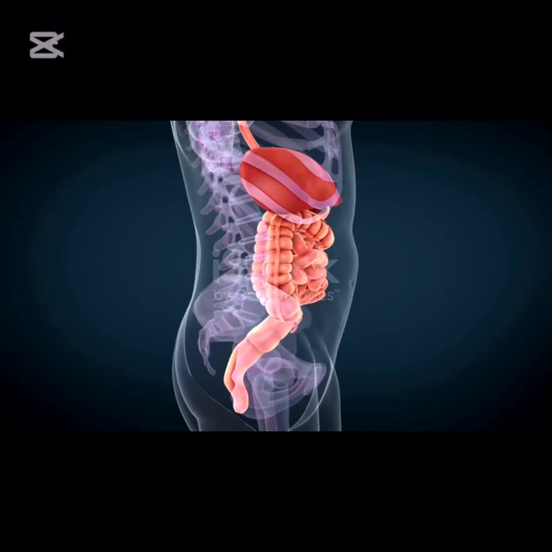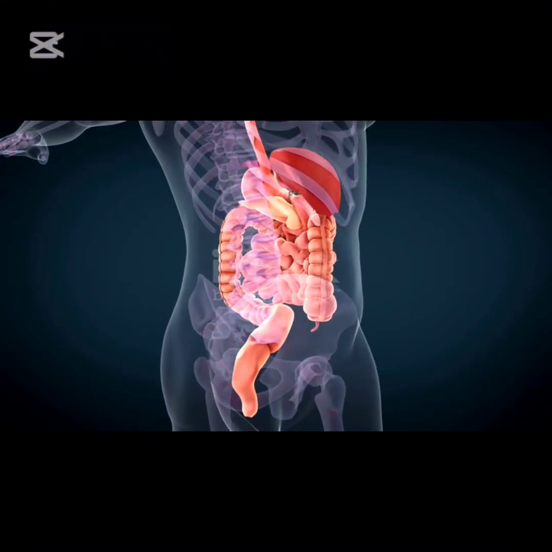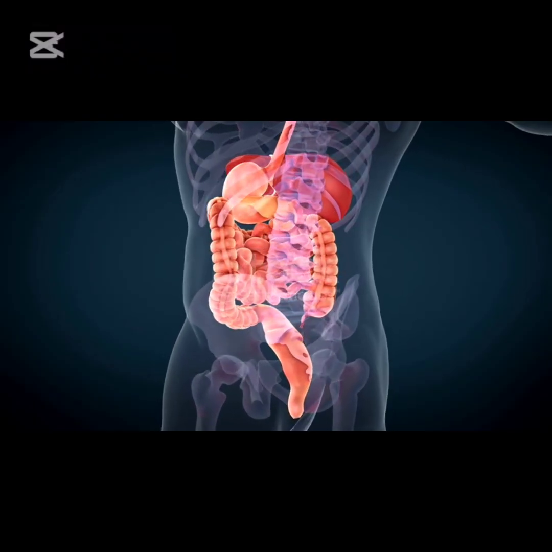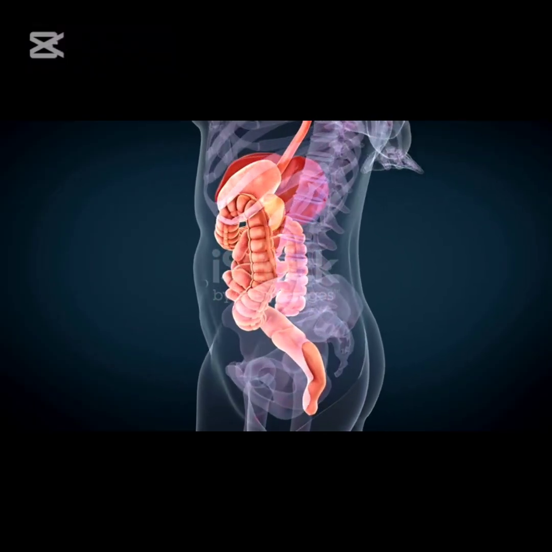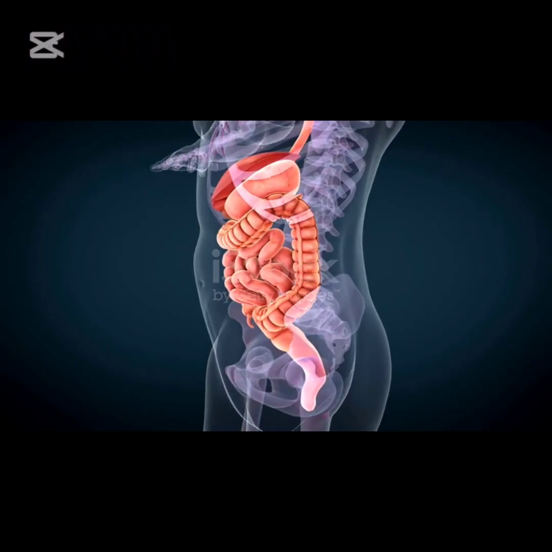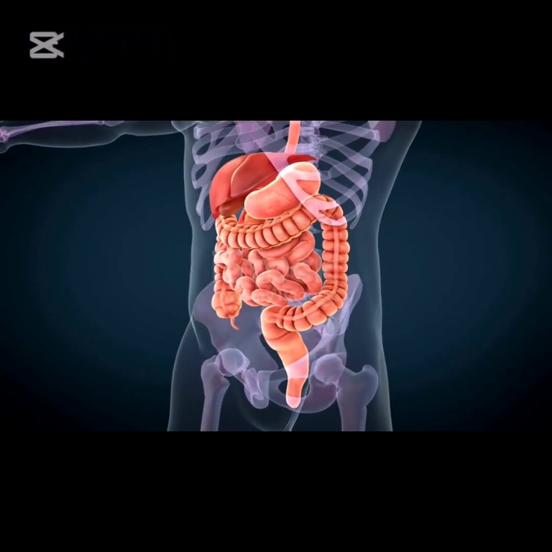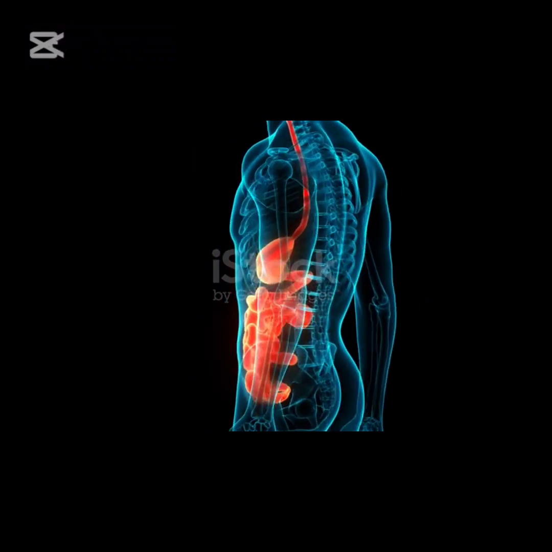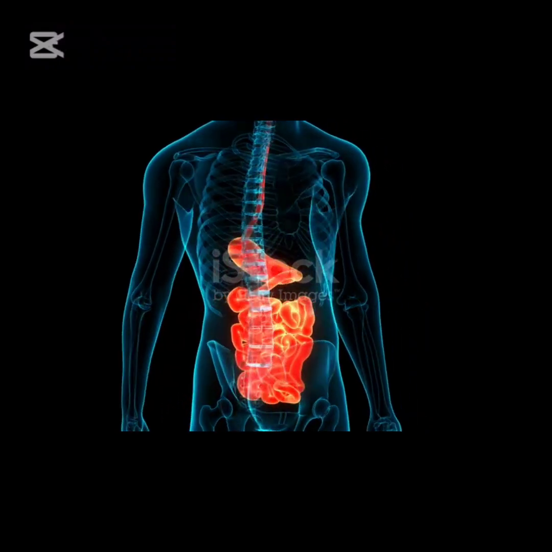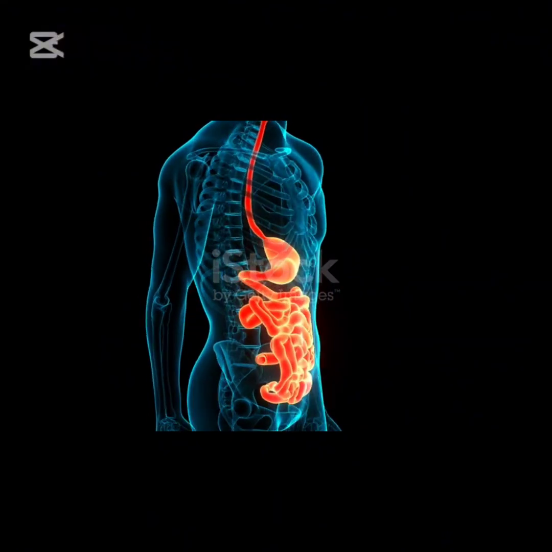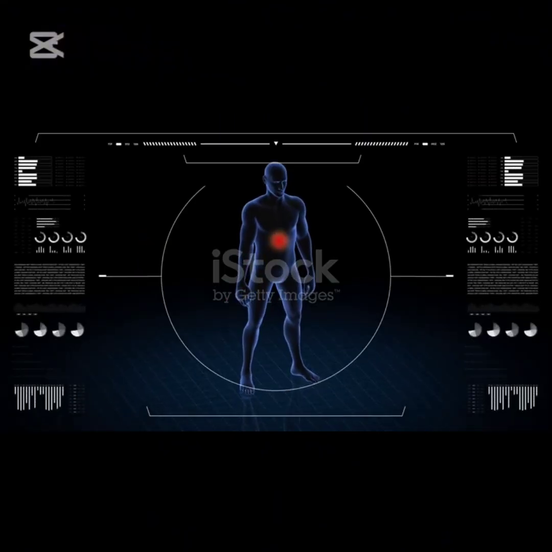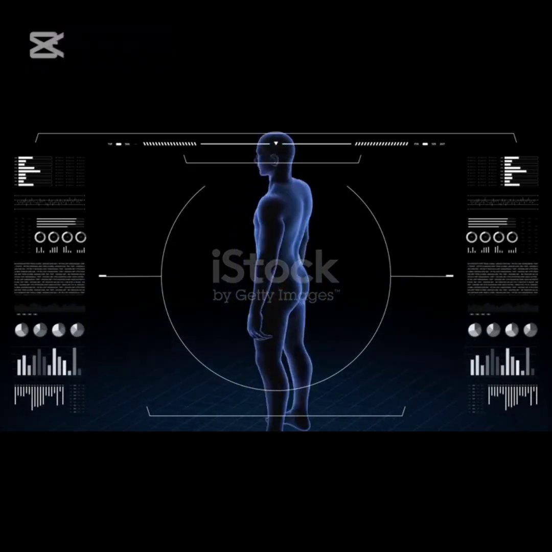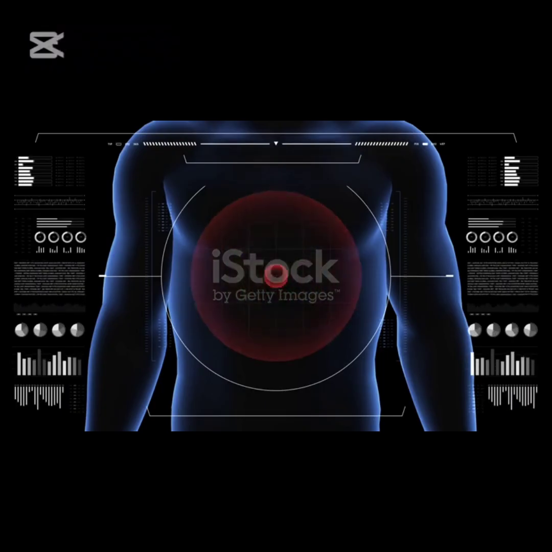Scene 3, causes, 0:50 to 1:40. Visual: split screen showing H. pylori bacteria, NSAID pills, alcohol, smoking. Narration: The two most common causes are infection with a bacterium known as Helicobacter pylori and the long-term use of painkillers called non-steroidal anti-inflammatory drugs, or NSAIDs, such as ibuprofen or aspirin. Other contributing factors include smoking, excessive alcohol use, high stress levels, and certain medical conditions that increase stomach acid production.